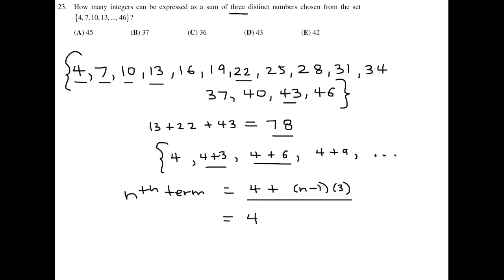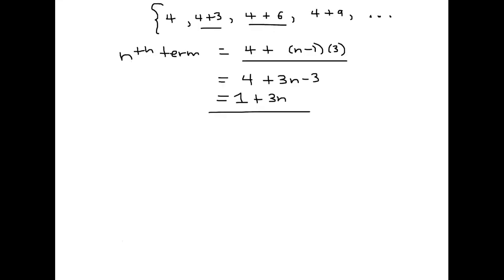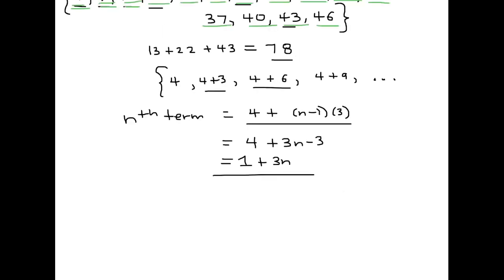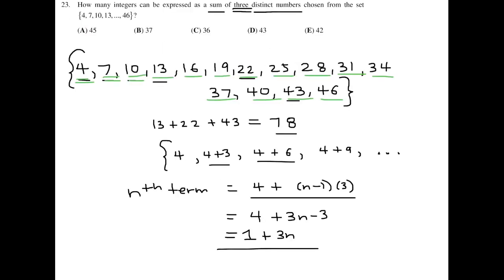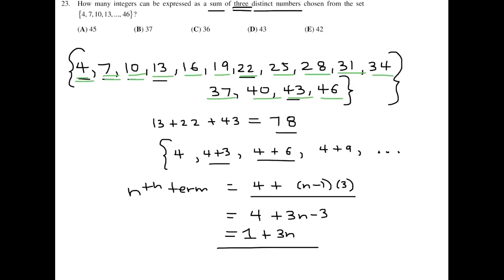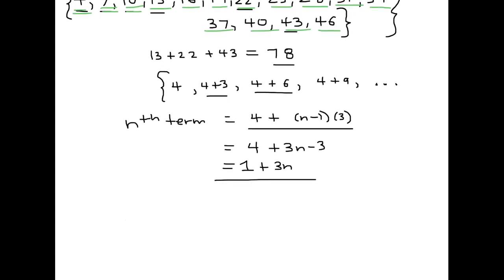So we simplify this. This becomes 4 plus 3n minus 3, which is 1 plus 3n. This is another way of writing it. Now, the nth term is equal to 1 plus 3n. And how many terms are there? Well, if you look, there are 15 terms. All right? So therefore, that means that n is anywhere between 1 and 15.